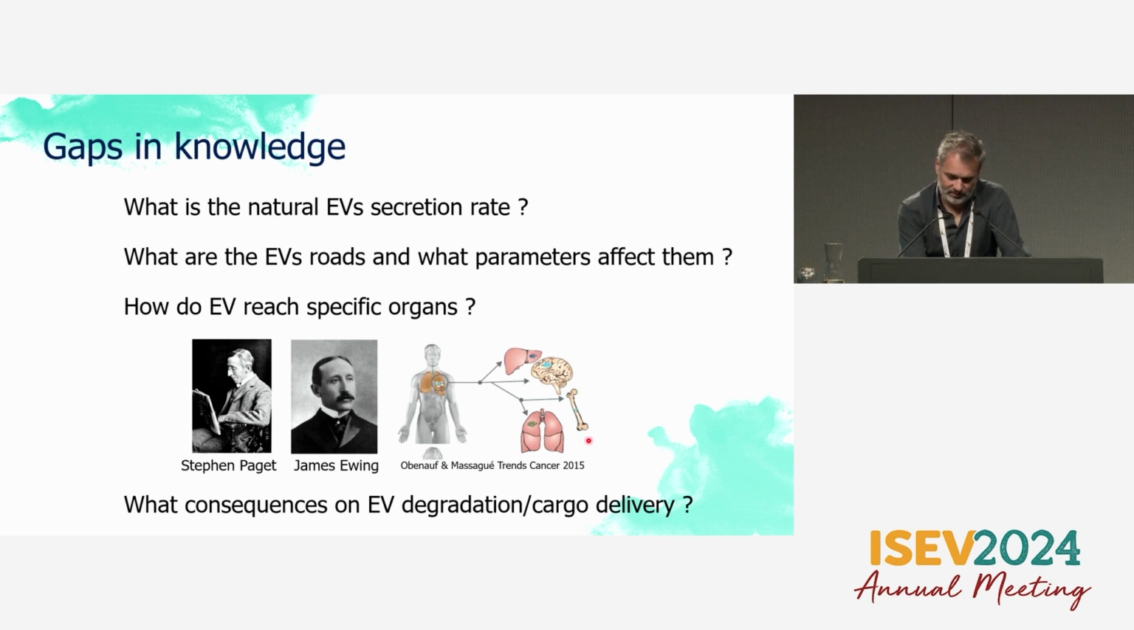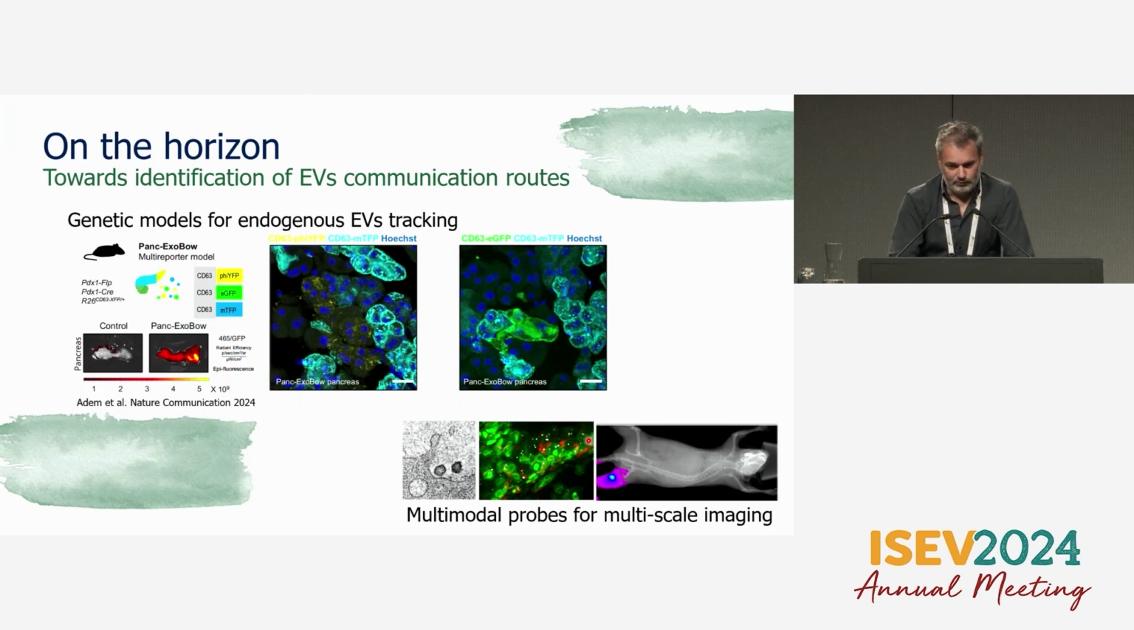So what could help us fill these gaps? Probably we will need to generate new animal models that will be specifically adapted to the tracking of EVs in vivo, such as, for instance, the ExoBow mouse model developed by the lab of Sonia Melo recently, that allows for the tracking of pancreatic EVs in mice. In addition, we will probably need to develop new probes, for instance, multimodal probes that would allow to track EVs at different scales, from the subcellular up to the organism scale, or smart probes that would allow us to determine whether EVs are internalized or not.